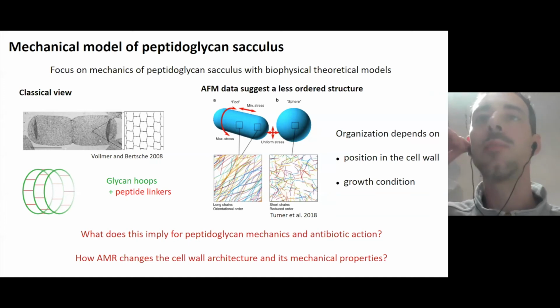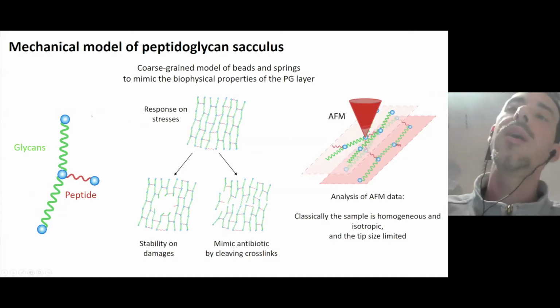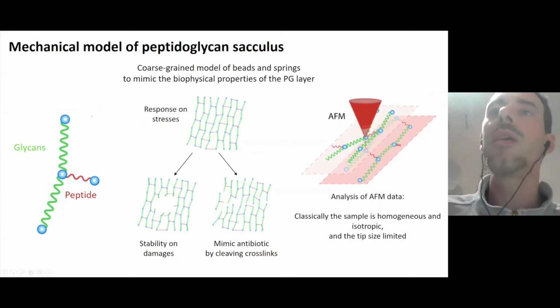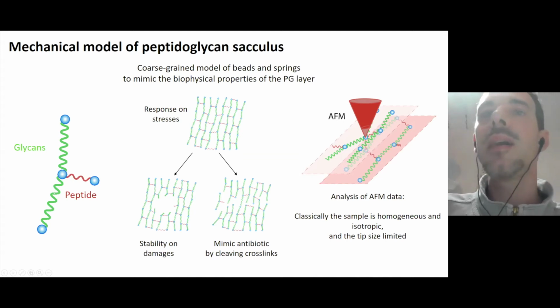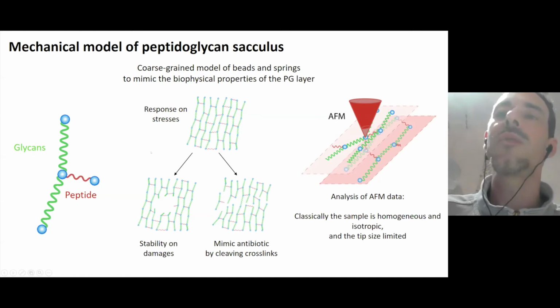Next slide, please. We focus on a very coarse-grained model based on beads and springs, and the idea is to mimic the biophysical properties of the sacculus. The unit of the model is the one represented on the left side. There are beads in blue that represent the center of mass of glycans and peptides, and they are connected by springs: green for glycans and red for peptides. Once you put together several units, you obtain a patch, the one in the center.